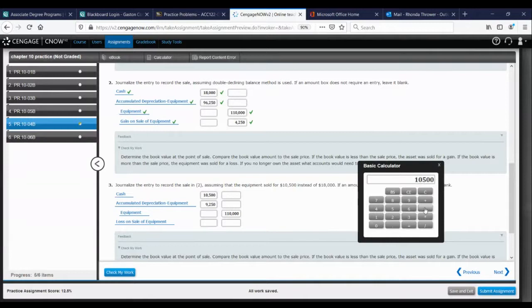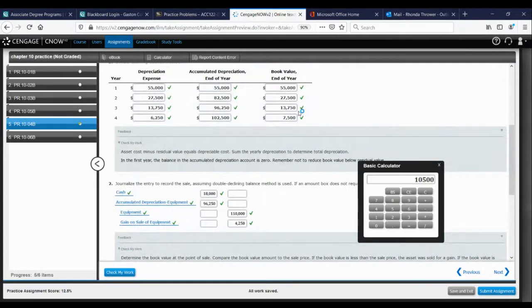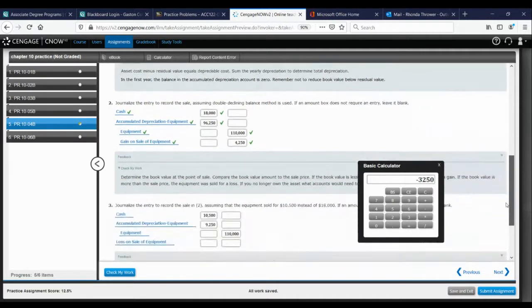subtract from it the book value. The book value was $13,750. And what that will leave you with is a loss of $32.50. Losses are treated like expenses, they have normal debit balances. They will increase on the debit side. $32.50.